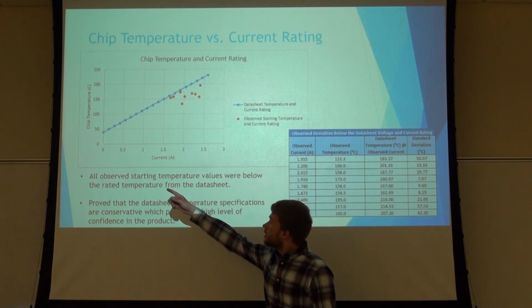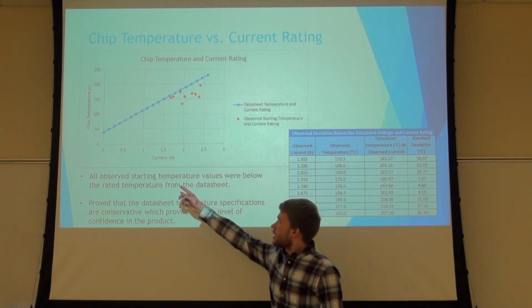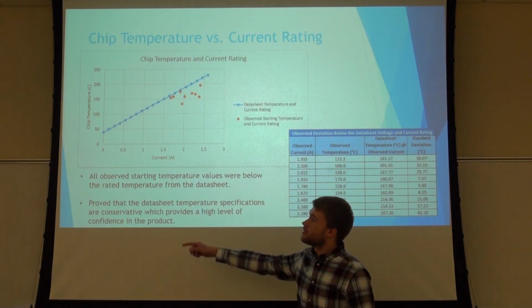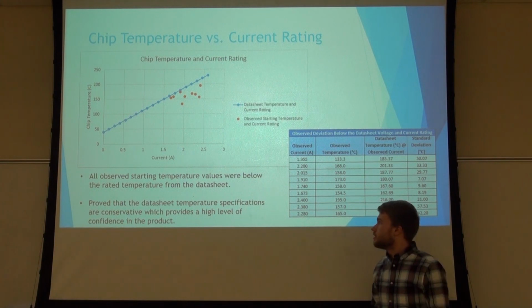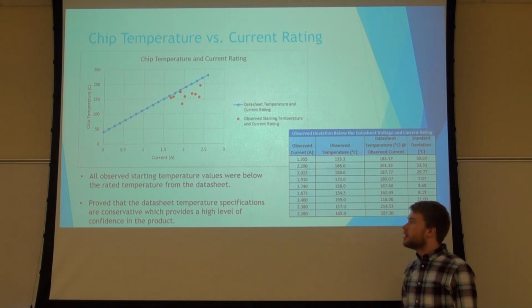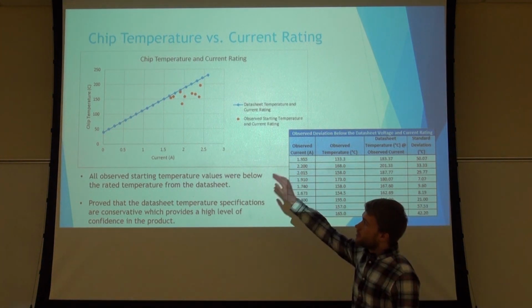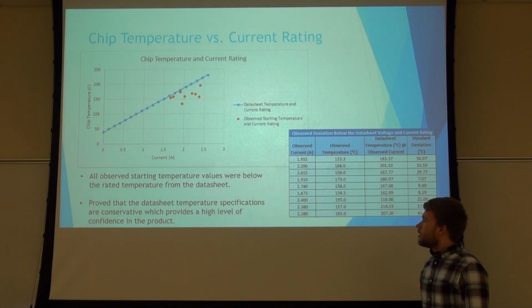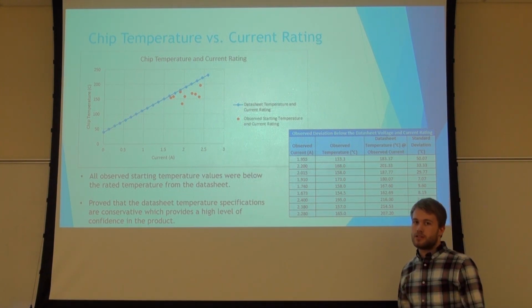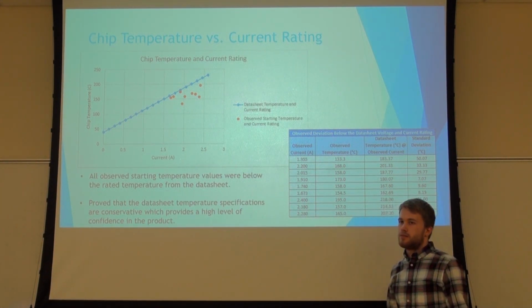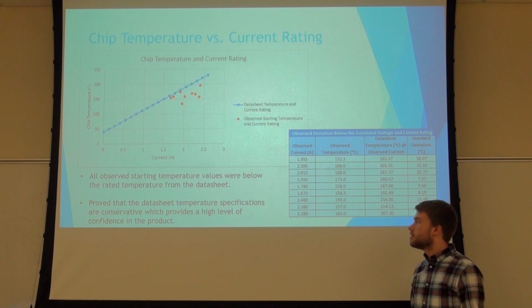The blue line shows the datasheet temperature versus current characteristic. Note that current is on the X-axis and temperature is on the Y-axis. The orange dots are the data that we collected from our chips. You'll note that all of the data that we have collected falls below the datasheet line. So basically this proved that the datasheet spec for temperature versus current was conservative. But this is to be expected because the manufacturer wants to provide a high level of confidence in their product.